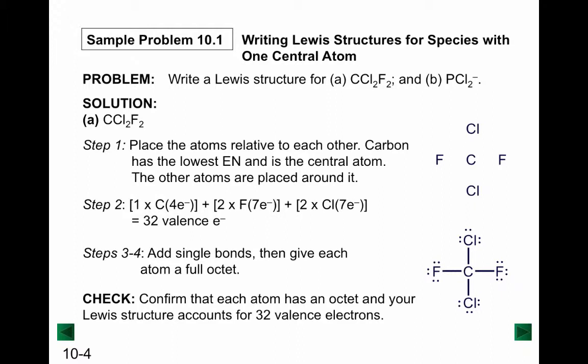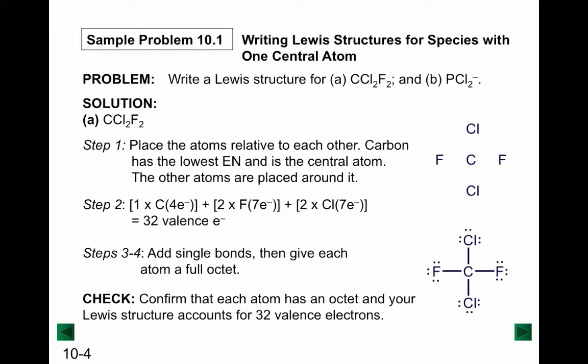In sample problem 10.1, we are asked to write the Lewis structure for Freon, which has the chemical formula CCl2F2, which is one of the compounds responsible for the depletion of the ozone layer. Freon was used as a refrigerant. Secondly, we are asked to write the Lewis structure for PCl2-.